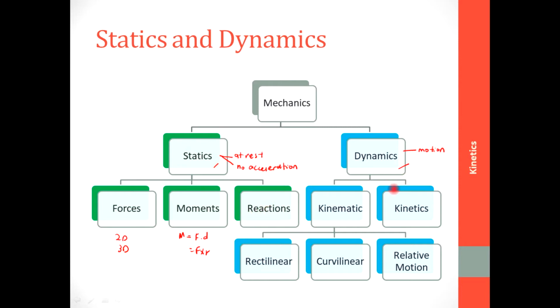And for the motion, there are two parts, that is kinematics and kinetics. Kinematics is more about the motion without considering the mass. There are three parts of kinematics: rectilinear, that is the straight path, curvilinear, or curvy path, and relative motion, that is relative to each other. And the other category of dynamics is kinetics, which you will learn today. It is more on the causes of the motion.